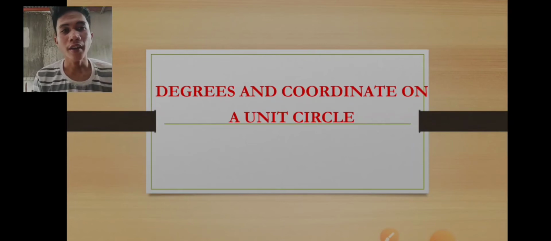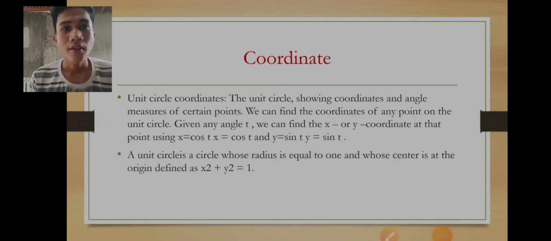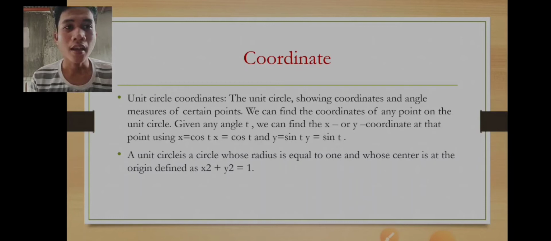Degrees and the coordinates of a unit circle. So let's go. First we'll talk about the coordinates. In unit circle coordinates, the unit circle shows coordinates and angle measures of certain points. We can find the coordinates of any point on this unit circle given any angle t. We can find the x or y coordinate of that point using x equals cosine t and y equals sine t.